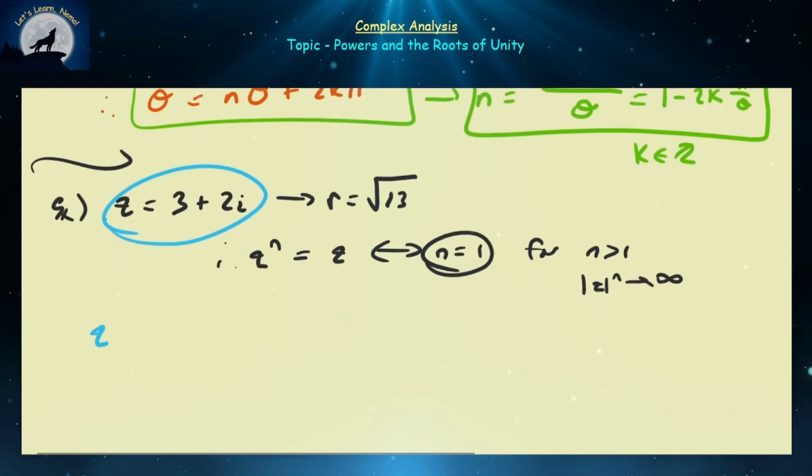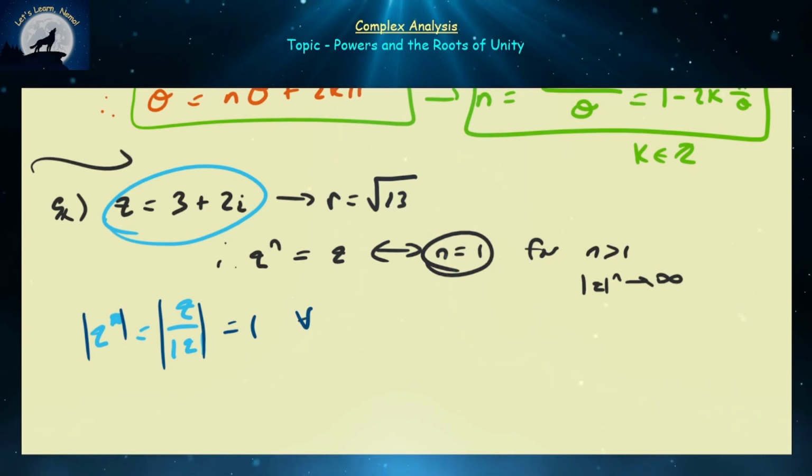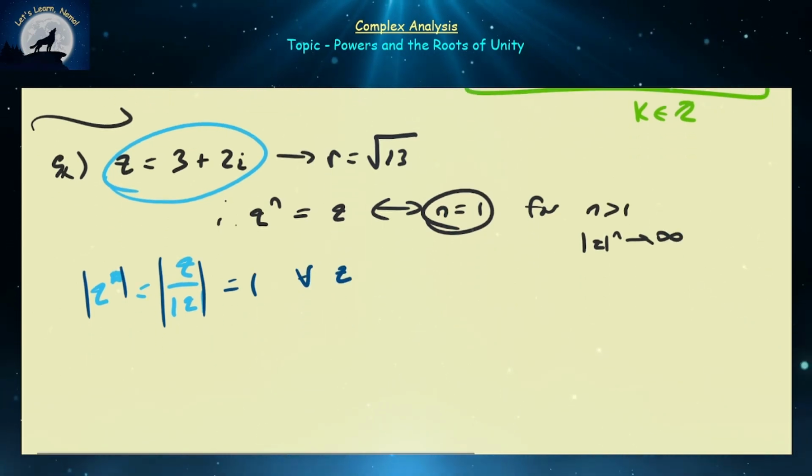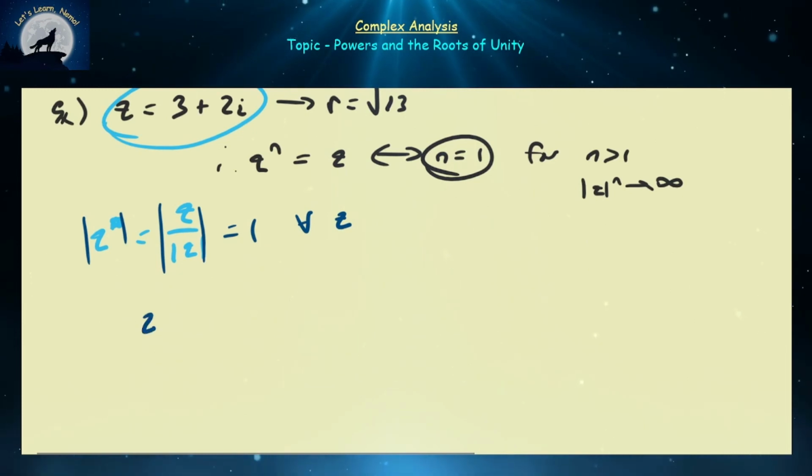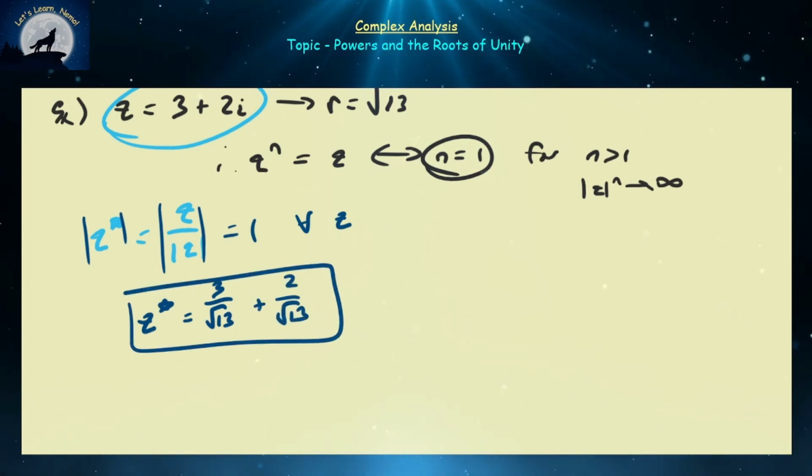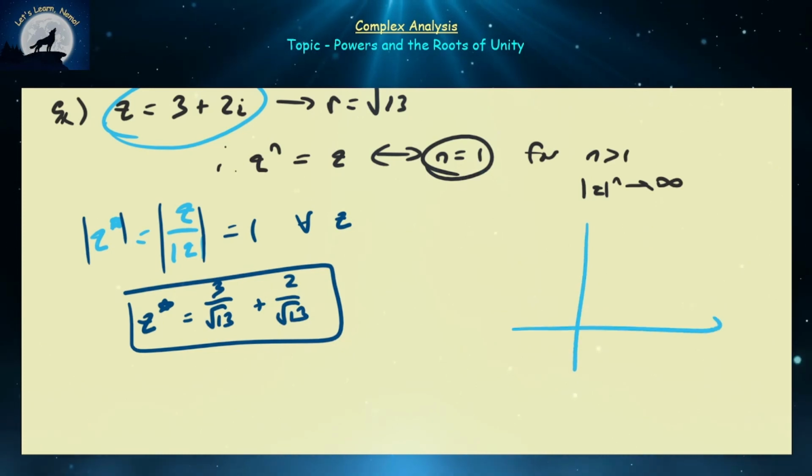So we can consider, for example, z star to be equal to z divided by the norm of z, and you should be able to verify that the norm of this number will always be equal to 1 for any number z. So what I want to do is create a new number called z star, which will be equal to 3 all over the square root of 13 plus 2 all over the square root of 13. And now we have a number on the unit circle.